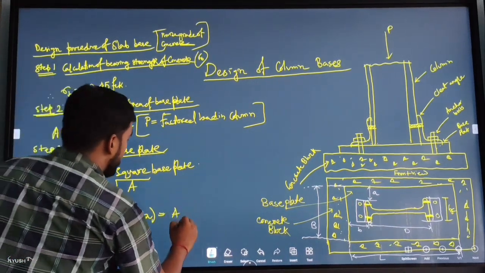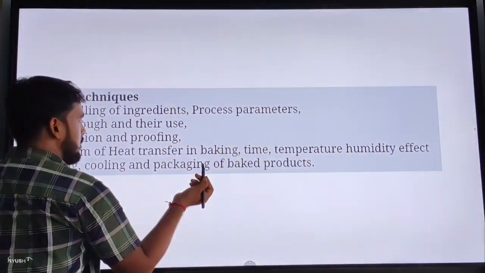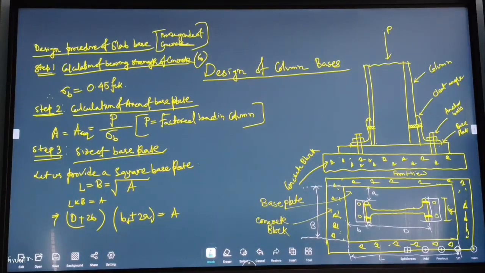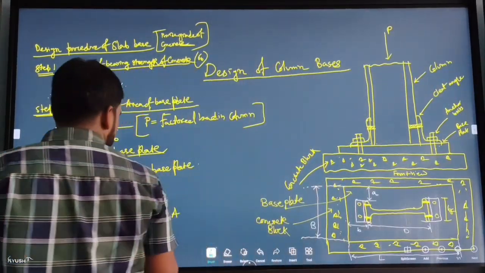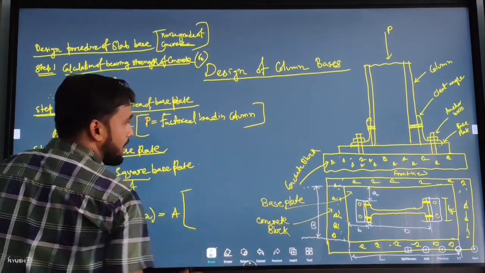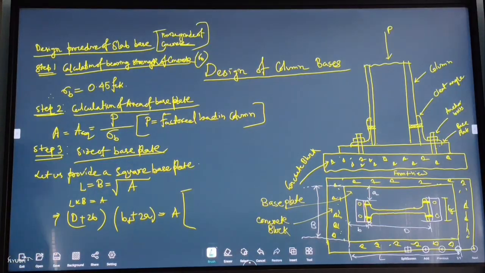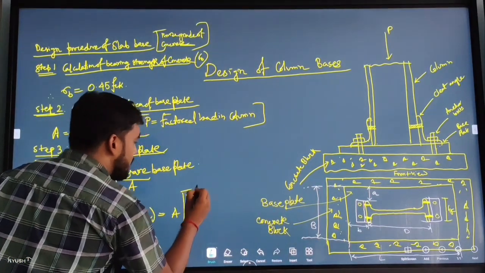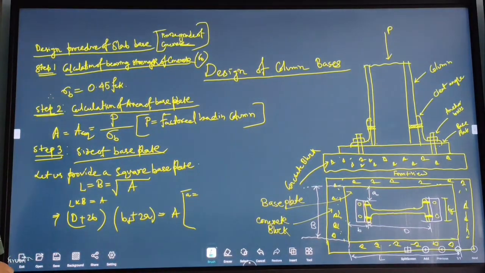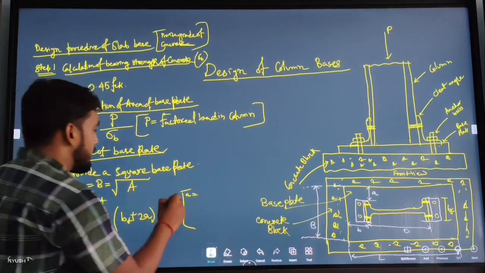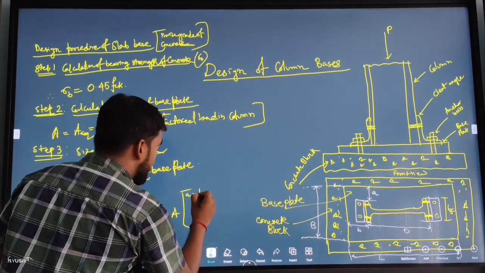write down everyone. Now, here you have to calculate the value of A, B. What is called A? Write down everyone. A is bigger or larger projection. Write down A, larger or bigger projection.